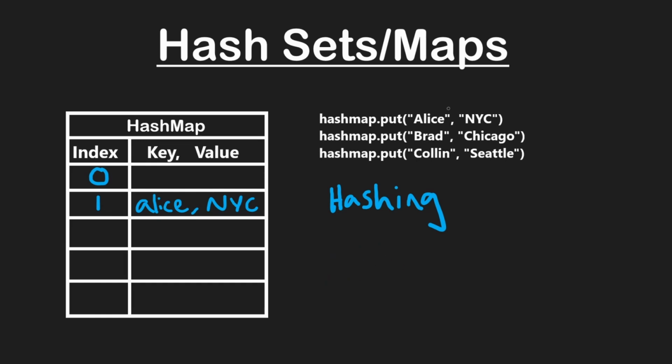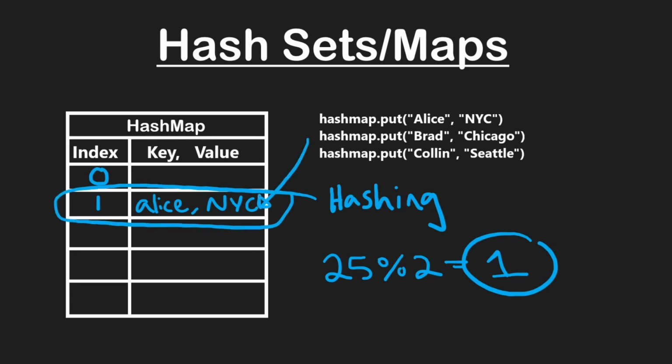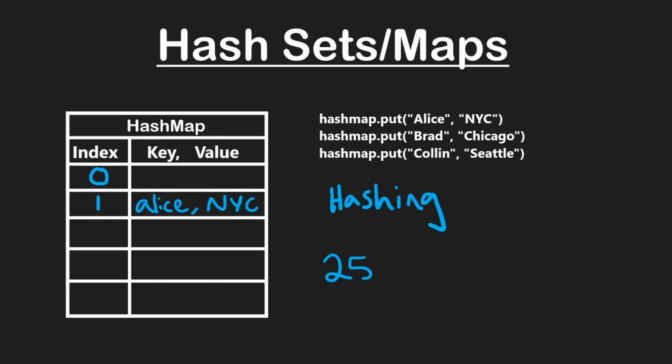We call get on Alice. We would, using our exact same hashing function, take Alice, convert it to an integer. Let's say again it's 25, mod that by 2, then we get 1. So in constant time, we were able to get the index that Alice is stored at. Then over here, we could go to that index and say, okay, what city does Alice live in again? Well, it's New York City. So that's the idea, and that's why it's so efficient.